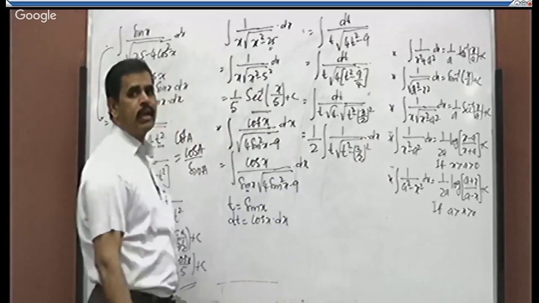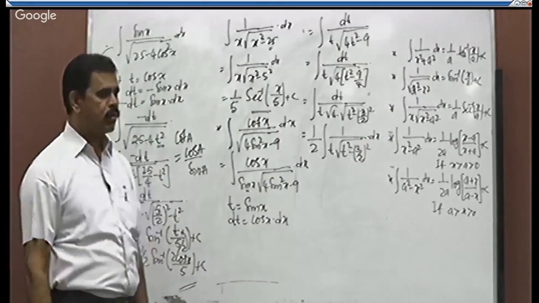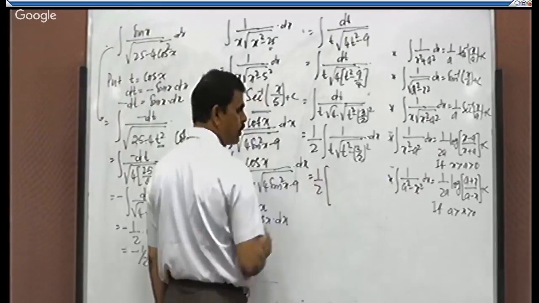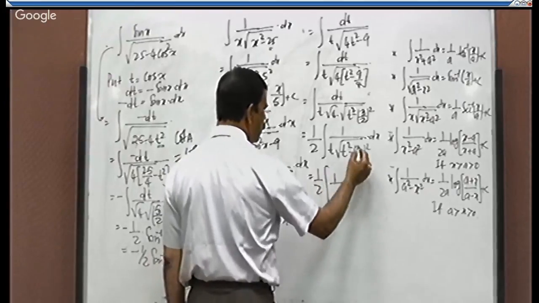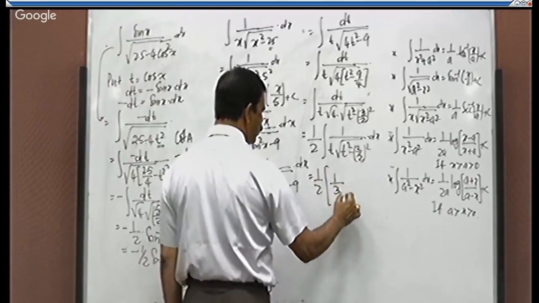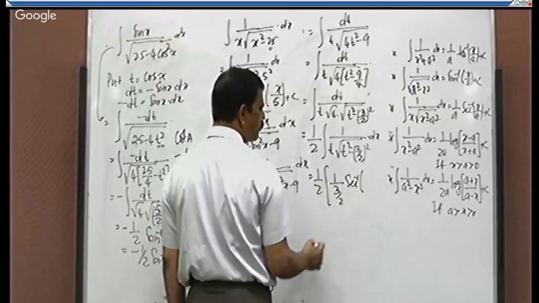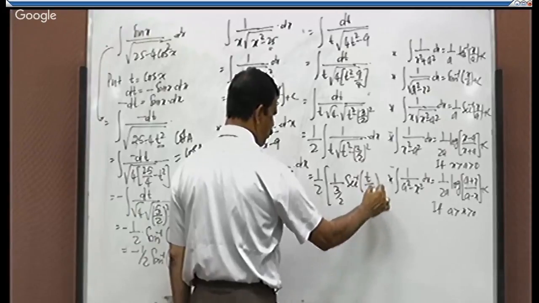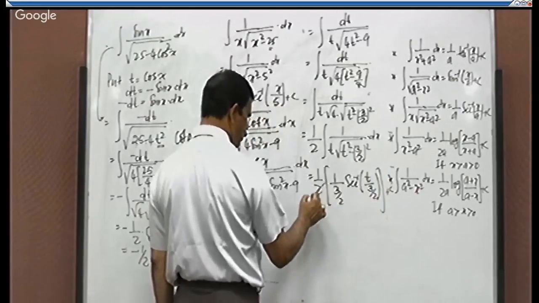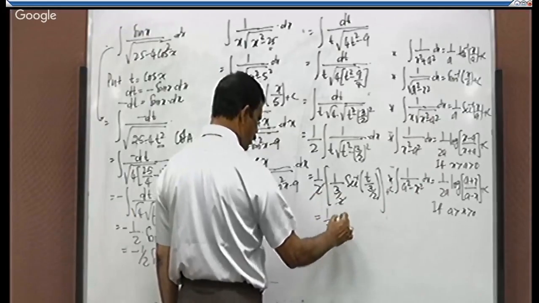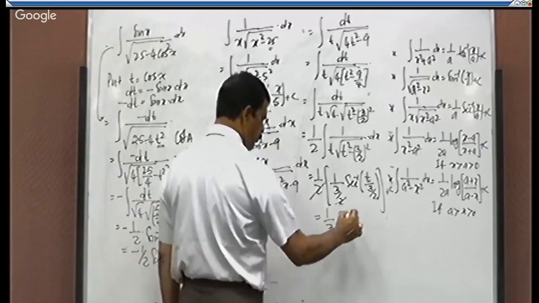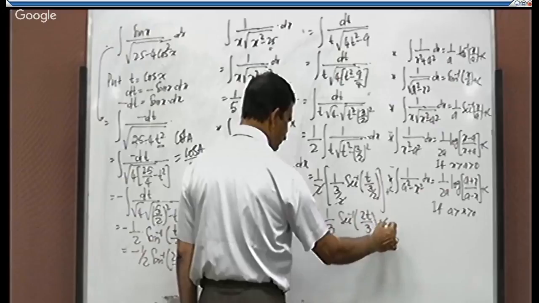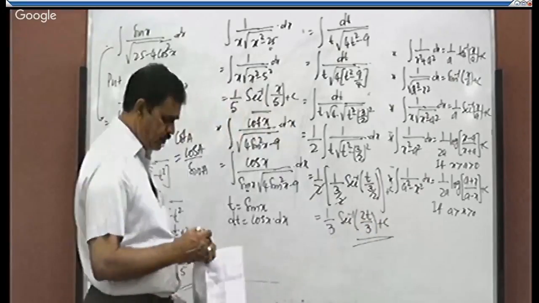Now it is of standard form 1 by x root of x square minus a square. The answer is: keep 1 by 2 constant as it is, then 1 by a, where a is equal to 3 by 2, into secant inverse of x, and in place of x we have t divided by a, a is 3 by 2, plus c. This 2 cancels, so 1 by 3 into secant inverse of 2t divided by 3 plus c. This is the answer, right?